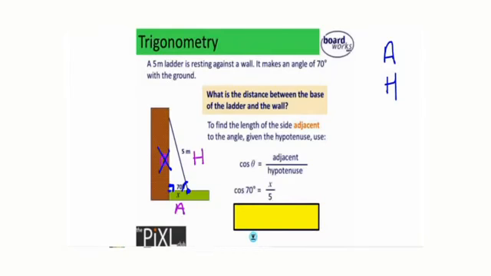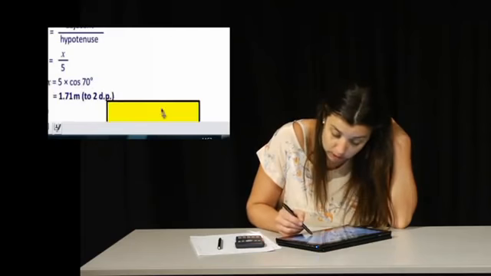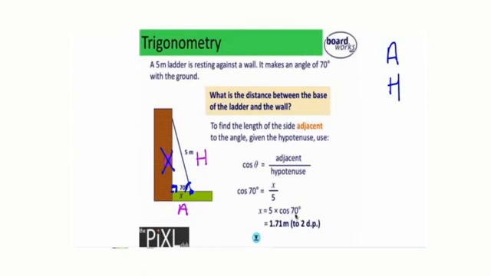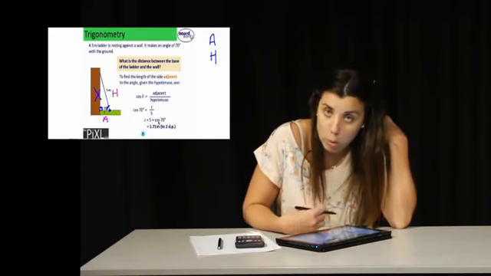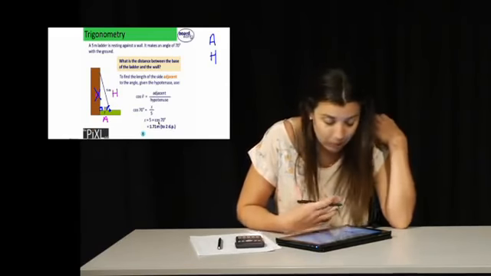Then if we remove this, we're going to substitute in our values. Cos 70 equals x over... we do not know A, but we do know the hypotenuse, 5. We're going to rearrange that to give us x equals 5 multiplied by cos 70. Put that into your calculator, you're going to come out with 1.71 metres, and that's correct to 2 decimal places.